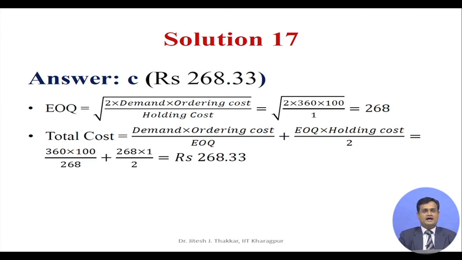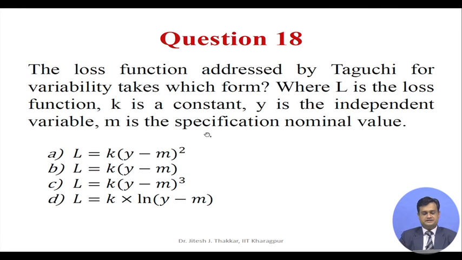You are well aware of the EOQ formula, which is square root of 2 into demand into ordering cost divided by holding cost. You can substitute the values, which gives you 268. Now total cost is demand into ordering cost divided by EOQ plus EOQ into holding cost divided by 2, as we consider the average holding cost, and this comes out to be 268.33.